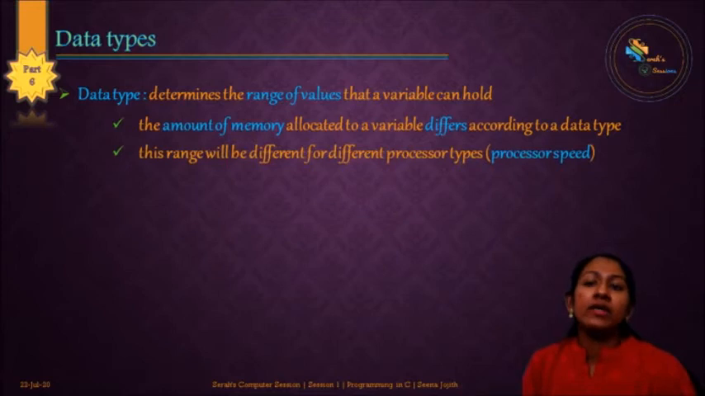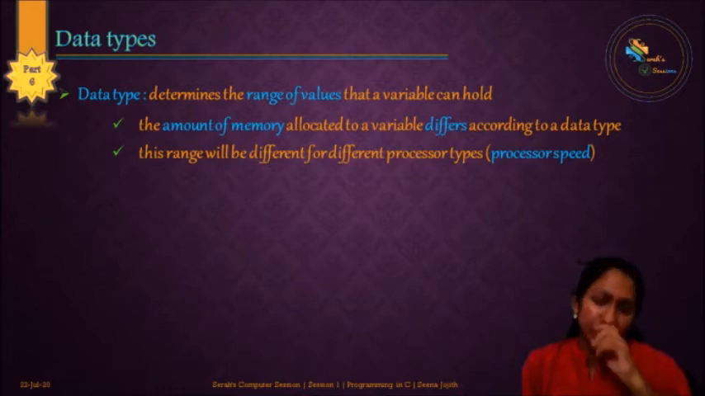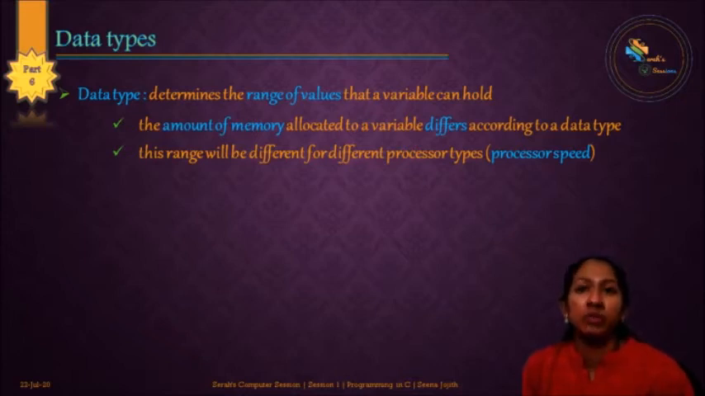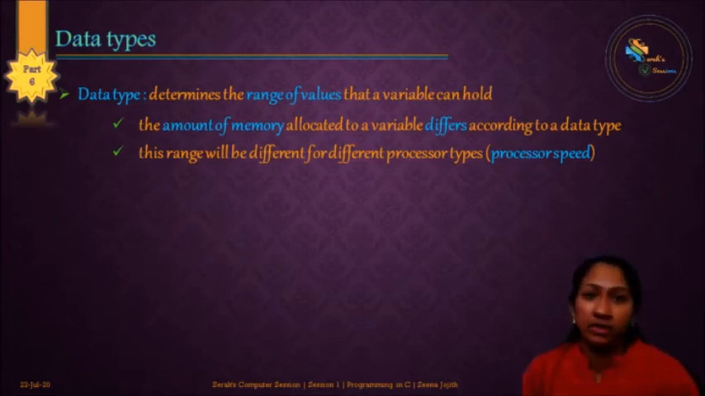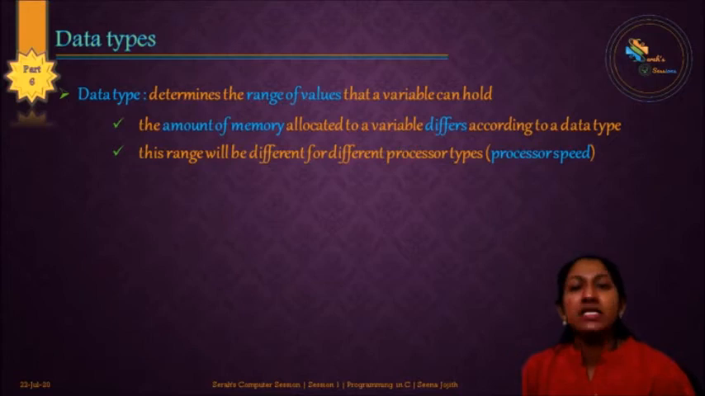Okay, so the next point is this range will be different for different processor types, or processors with different speed. Now, what do you mean by processor speed? You might have heard about 16-bit processor, 32-bit processor, etc. Nowadays, most processors are 64-bit. Suppose my machine is 64-bit, it means that at a particular instant of time, a total of 64 bits can be accessed from the memory and processed by the processor. If your machine is 32-bit, that means your machine can only access 32 bits at a particular instant. That means that my system, which is 64-bit, is faster than your system, which is 32-bit, right?